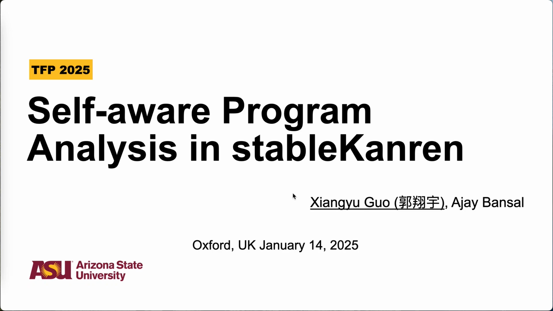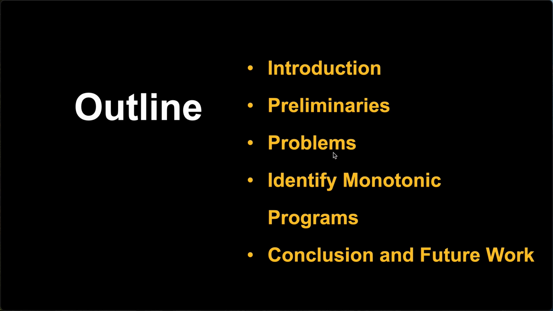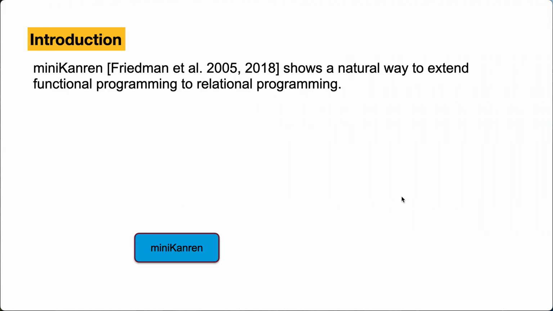Today, I'm going to give a talk about our project Self-Aware Program Analysis in stableKanren. Today's talk consists of 5 parts: introduction, preliminaries, problems, identify monotonic programs, conclusion, and future works. Let's get started with miniKanren.